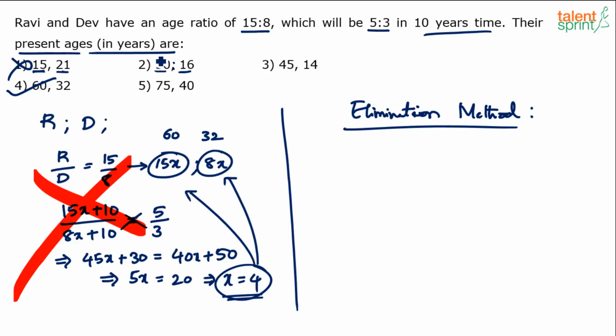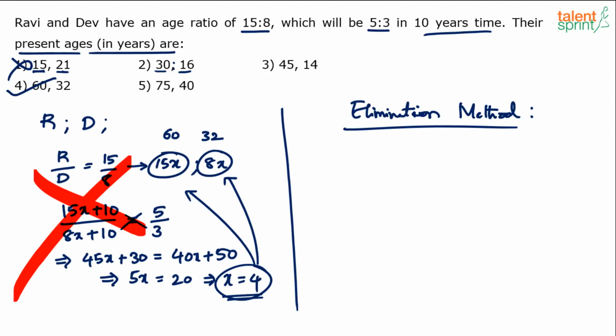We cannot mark option 2 as the answer straight away, right? This could be one of the possible answers. But is this definitely the answer or not? We'll figure out later. Don't mark the answer as soon as the ratio is satisfied, right? You have to do further verification. But before doing further verification, let's eliminate the other options.